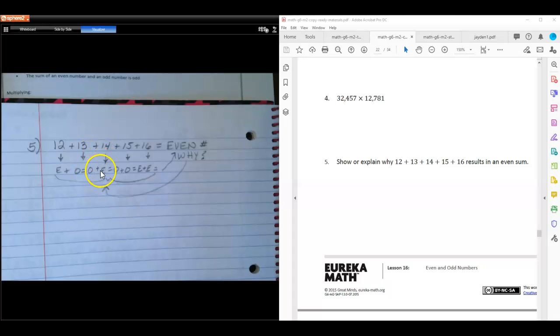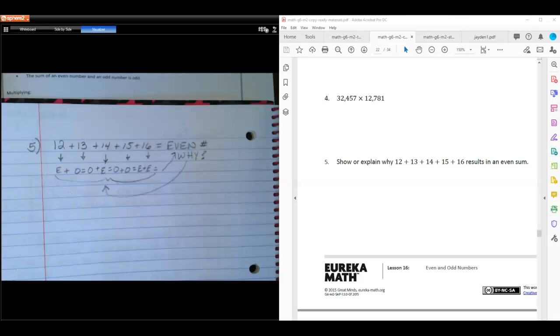We're going to add to that an even number. Odd plus even equals odd. Now we're going to add another odd number. So odd plus odd is even. And then our last number is even. So even plus even is even. And that is why. One step at a time.